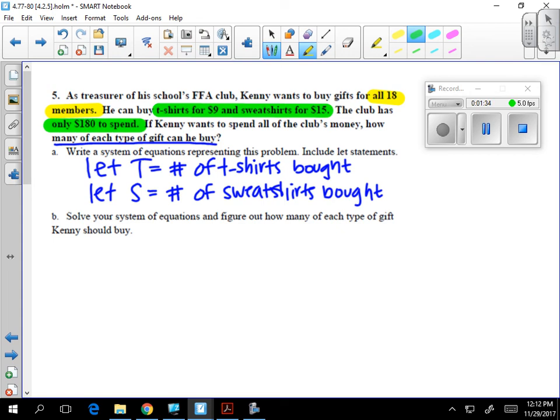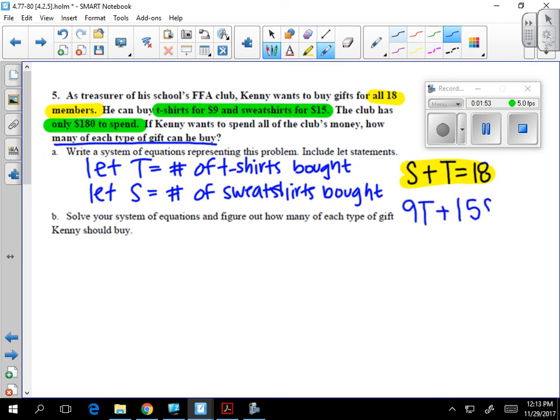Okay, so I know that the total number of sweatshirts and t-shirts is going to equal 18 from my yellow information. And I know that the t-shirts are $9, so $9 t-shirts plus $15 sweatshirts gave me a total of $180 from my green information.